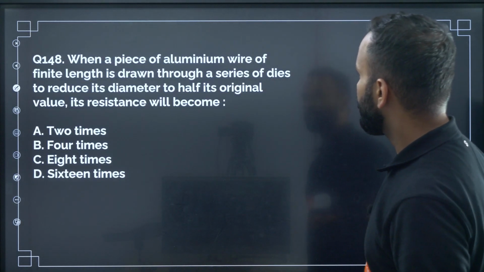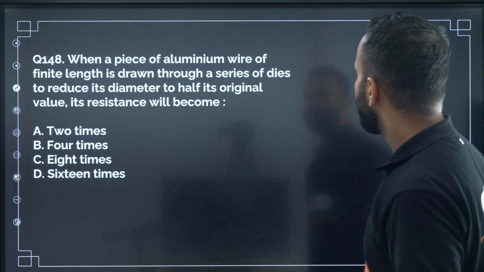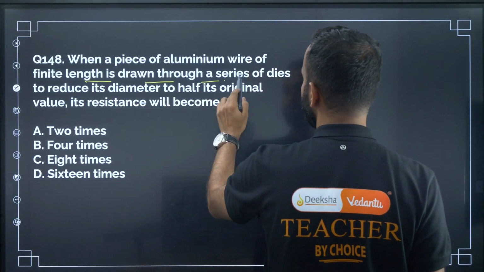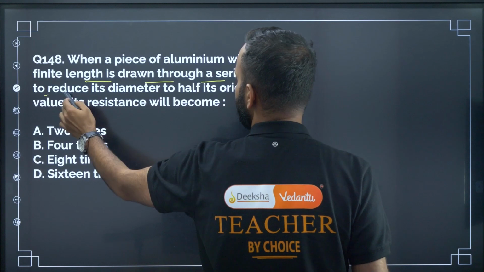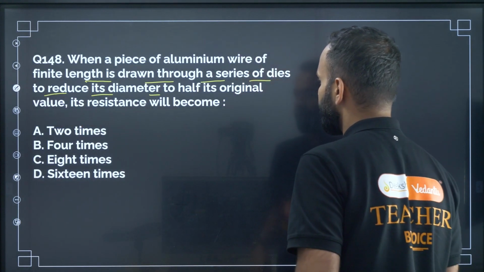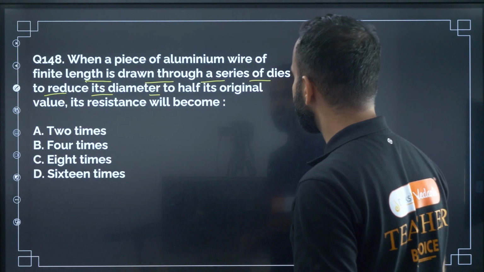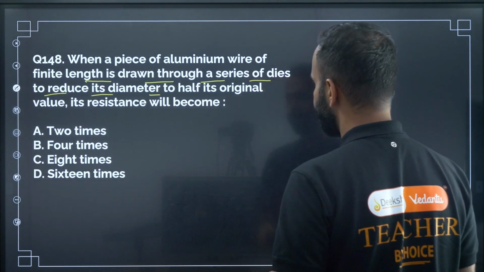Next question, question number 148. When a piece of aluminum wire of finite length is drawn through a series of dies to reduce its diameter to half its original value, the resistance will become, okay.